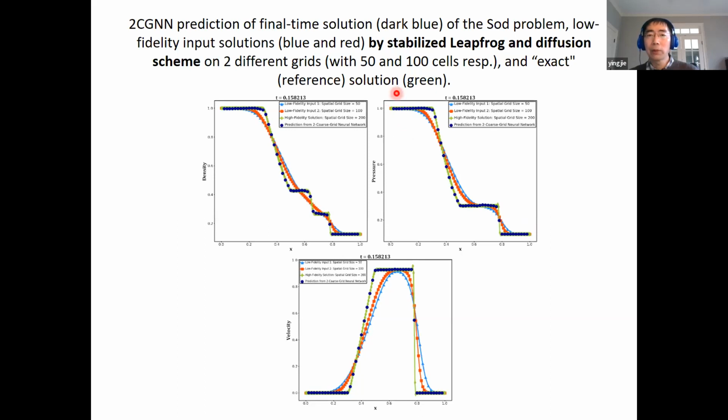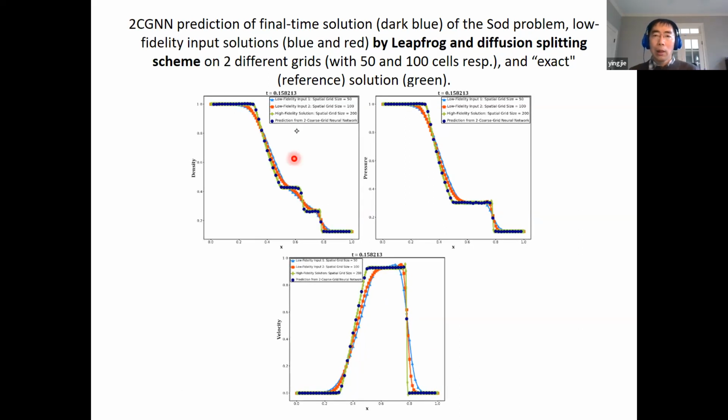And we use a different type of scheme for computing inputs for the SOD problem. This is the leapfrog and diffusion scheme, stabilized, and we have almost the same good result. Predictions are very sharp and the inputs are very smeared. We also change the input scheme to the leapfrog and diffusion splitting scheme, and we obtain essentially the same result: very sharp prediction and very smeared input.